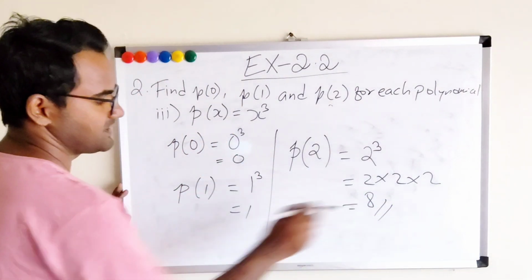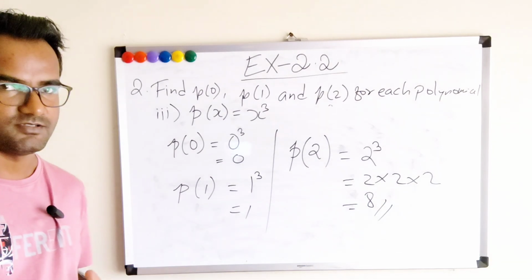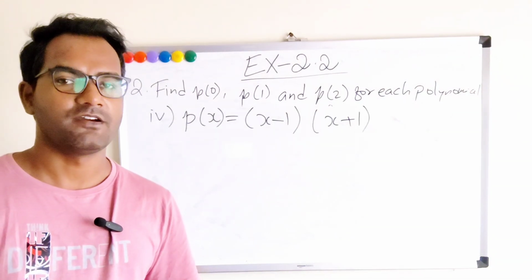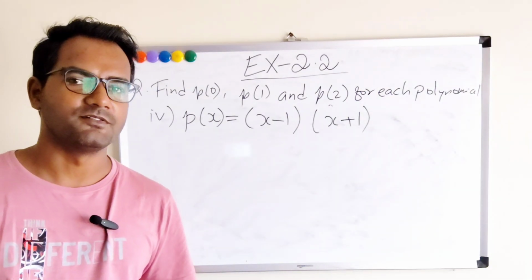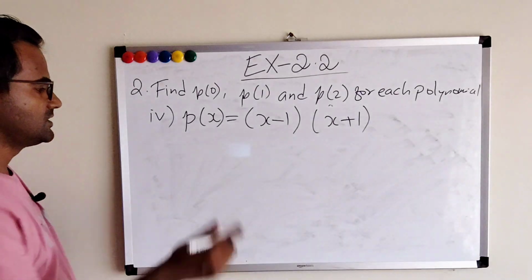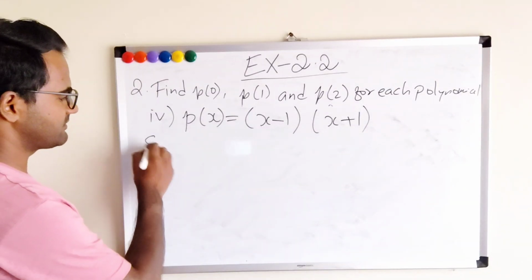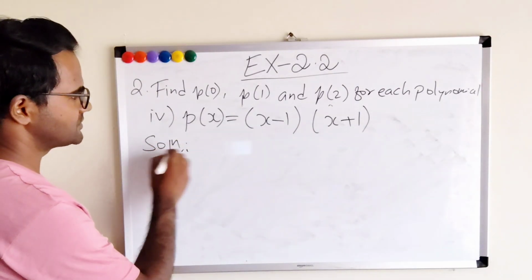So 0, 1, 8, right? So these are your answers. Alright, so now we have the last number, that is number 4. So let's see how we do it. So this is also the same only, right? Same only.